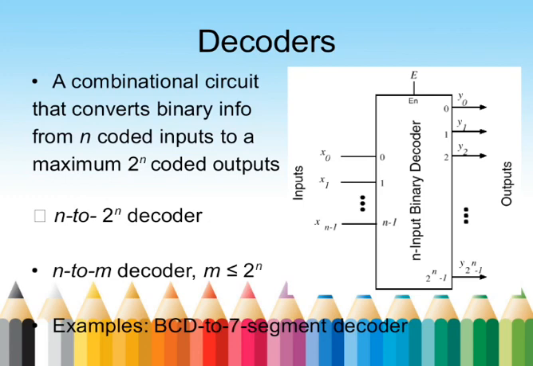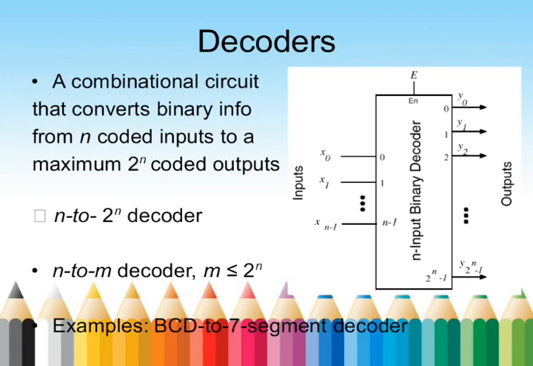Usually, a decoder is provided with enable inputs to activate the decoded output based on data inputs. When any one of the enable inputs is unasserted, all outputs of the decoder are disabled. So, a decoder which has an n-bit binary input code and one activated output out of 2 power n output code is called a binary decoder.